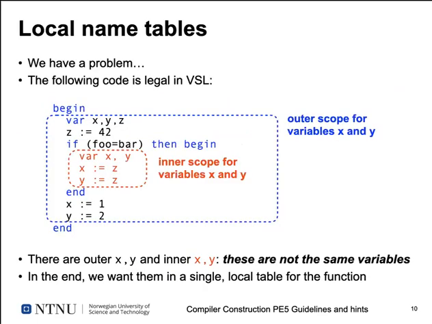Now, local name tables are a bit more problematic. Global name tables are relatively obvious because we're only looking at the top level. So we either find a var declaration for a variable or a def for a function here. Now, if we have local variables here, then we have a problem because, like in C, also in WSL, the following code is legal.